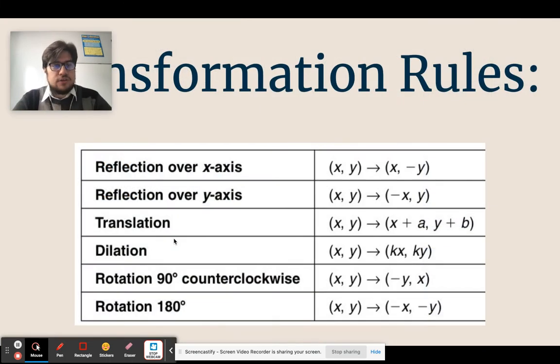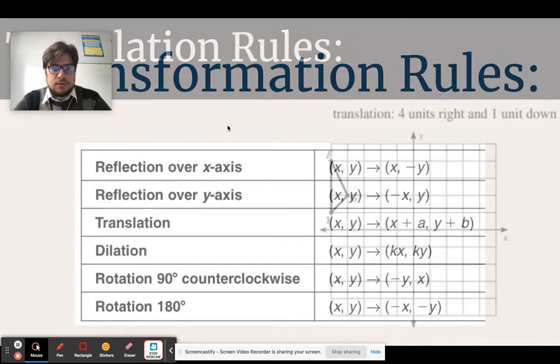So we have our transformation rules here. This is for reflection over x-axis, y-axis, translation, dilation, which we won't cover just yet. We'll do that in the next unit. Rotation counterclockwise or rotation 180 degrees. We'll look at all the types of rotations in today's presentation. Okay, again, we won't discuss dilations just yet. We'll get to that next unit, but the main three we're looking at are translations, reflections, and rotations.